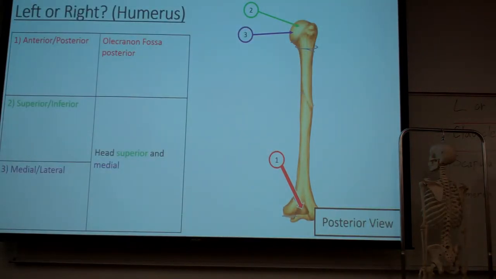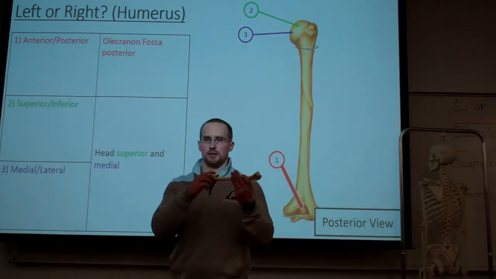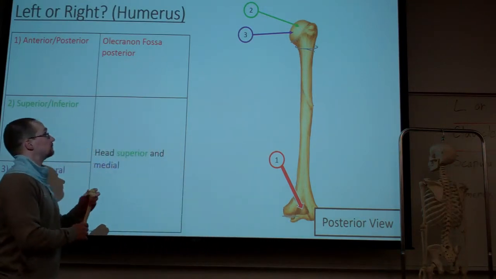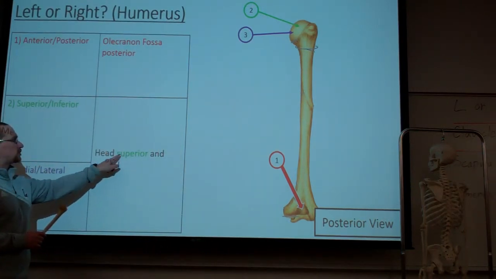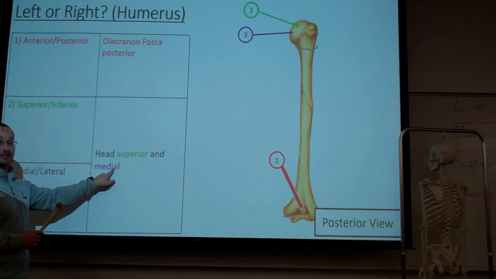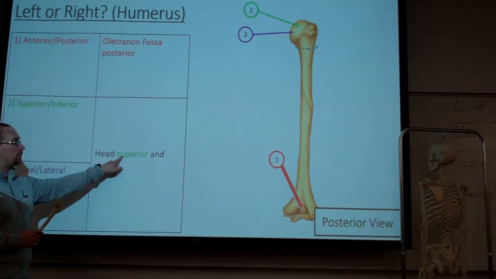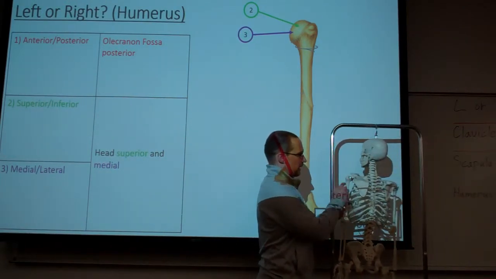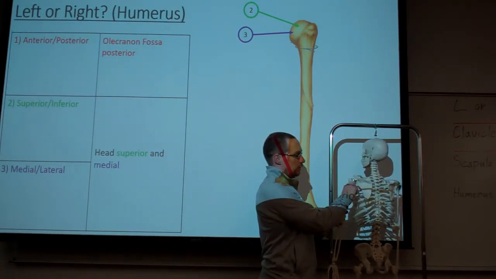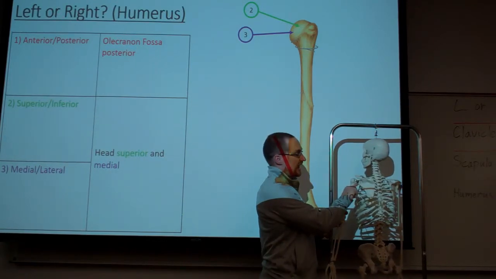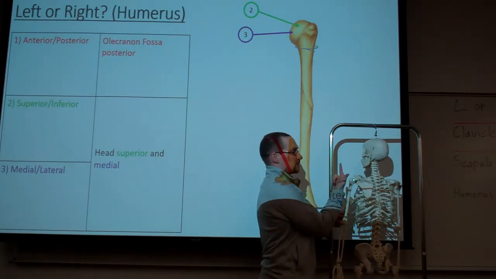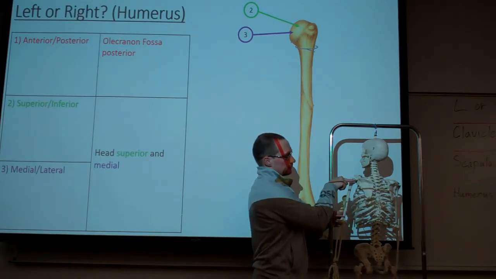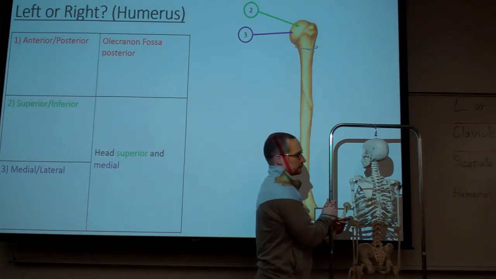All right, same thing here. We've got to know left from right. So you've got your humerus here. The nice thing is your head is always going to be superior and medial, and that is correct. If you take a look at your skeleton, the head, the ball part, is always going to articulate with the socket, or glenoid cavity, of our scapula. So it's got to be superior and it's got to be medial.